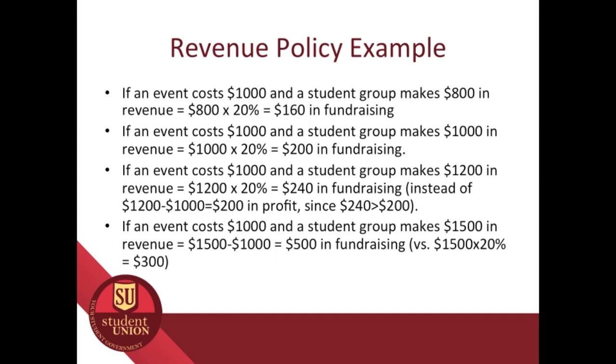However, let's say SU allocates $1,000 for an event which brings in $1,500. For this event, your group made a $500 profit, which is more than 20% of total revenue, so your group keeps the entire profit, which is $500.